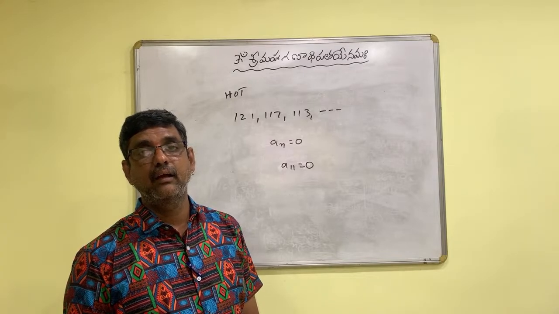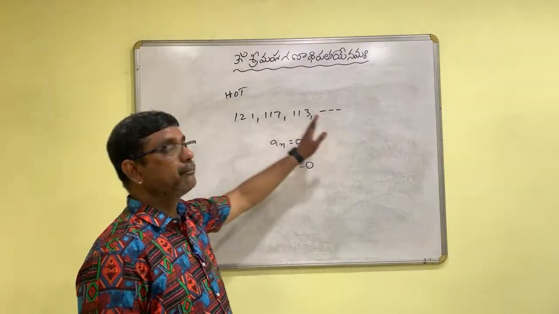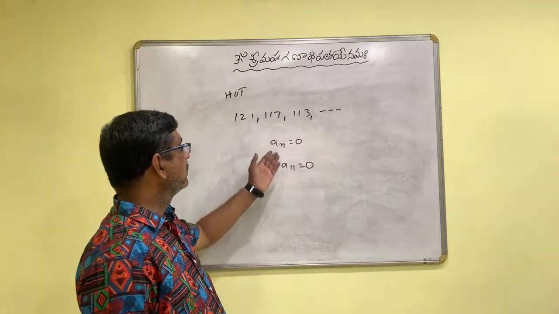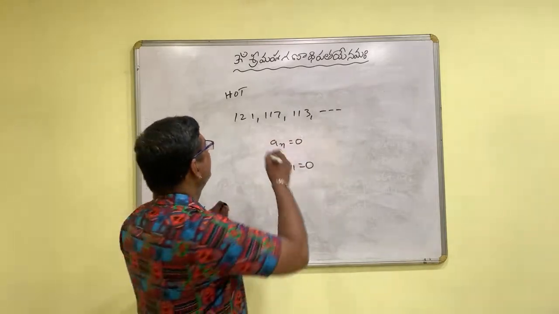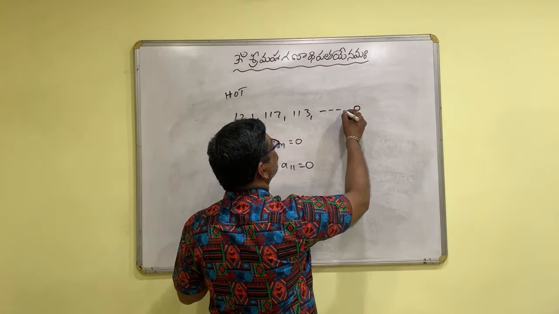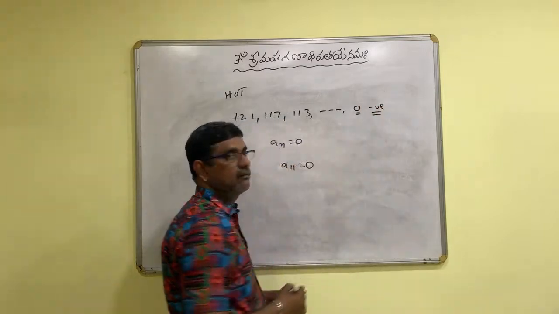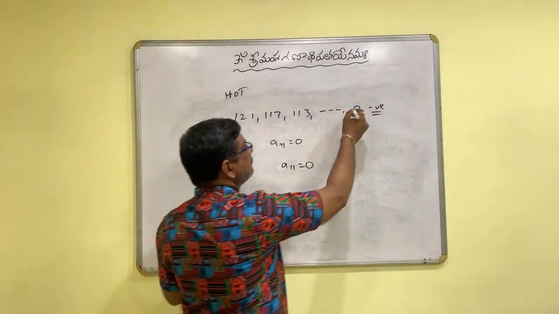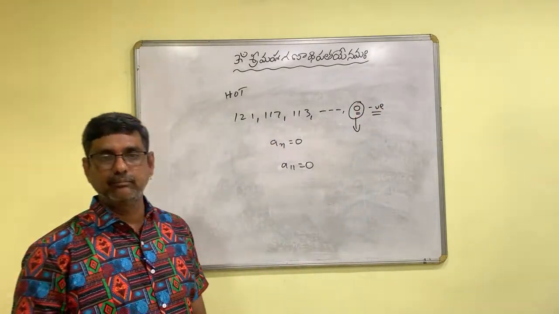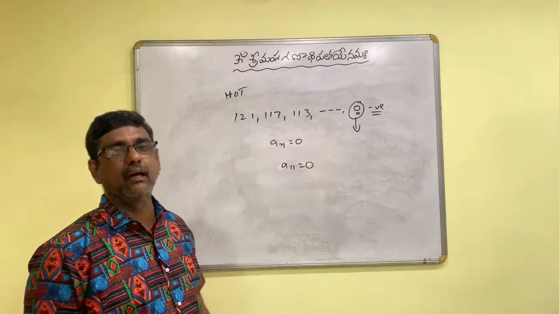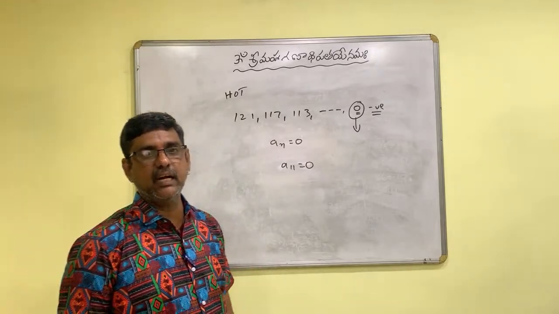Did you understand or not? In this AP, suppose I am taking a_n equal to 0. Since it is decreasing, somewhere 0 will come. The term after this 0 will be a negative term. So I will find out which term this 0 is. Suppose 0 is the 11th term, then the 12th term is the first negative term. This is my idea. Understand, children?